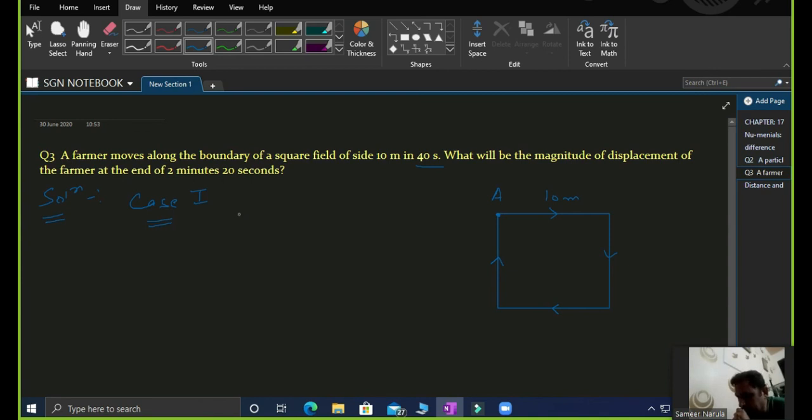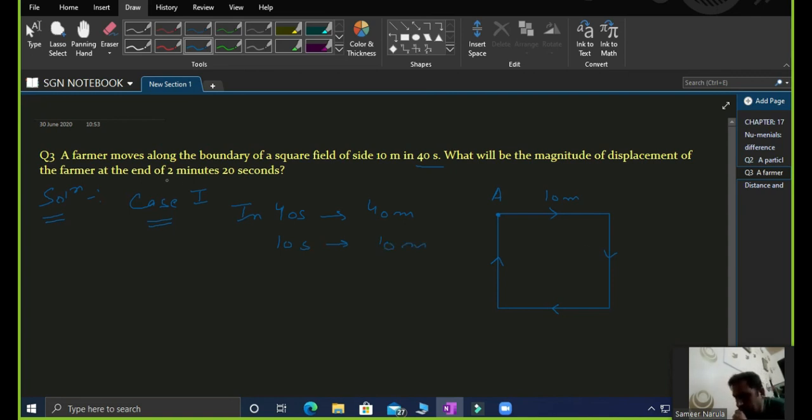Right now, what is happening over there? This is what we have. In 40 seconds, one complete revolution is there. So in that situation, 40 meter is covered in 40 seconds. So very precisely, in 10 seconds, 10 meter would be covered.